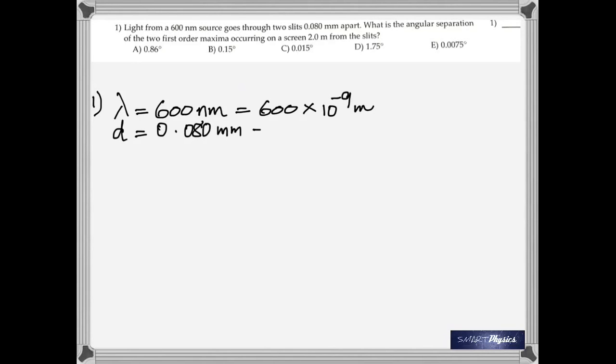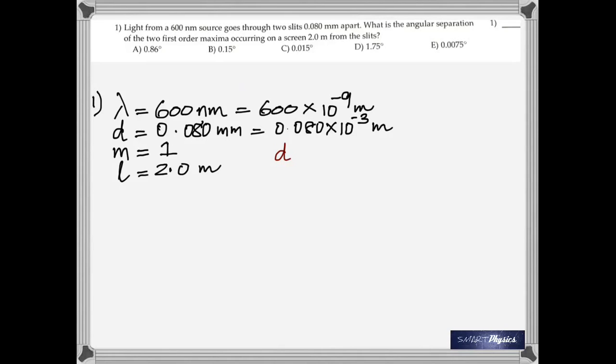So you have the wavelength in nanometers. You have the small d, which is the distance between the two slits. And you have to find the angular separation of the first two maxima. And the screen is 2 meters away. Alright, so that's lambda, 600 nanometers, times 10 to the negative 9 in meters. d is 0.080 times 10 to the minus 3 in meters. m is 1. I'm talking about the first order now.